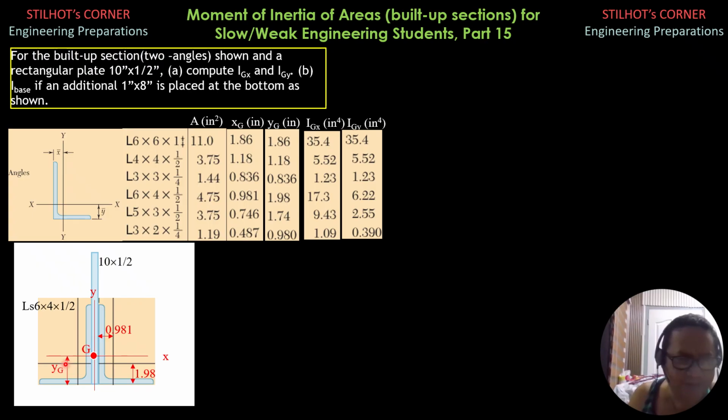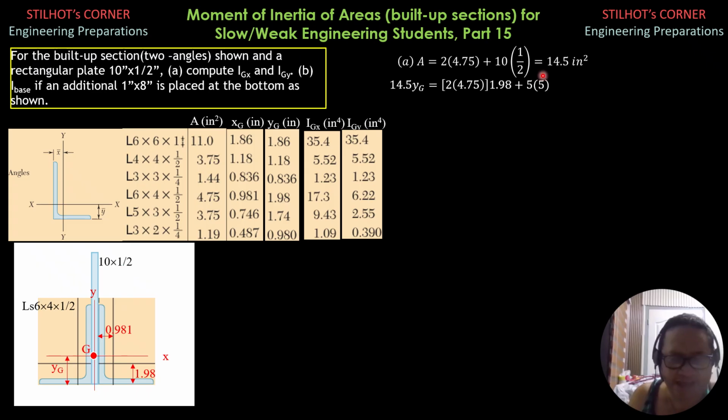The area is equal to 2 times area of one angle, 4.75, 6 by 4 by 1/2, plus the area of the plate, which is 10 by 1/2, which is 5 square inches. So 2 times 4.75 plus 10 times 1/2 equals 14.5 square inches. Then by Varignon's theorem, to solve for YG, we have 14.5 times YG equals 2 times 4.75 times 1.98 plus 5 square inches times 5. Half of 10 is 5.